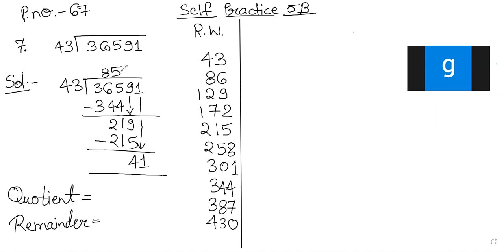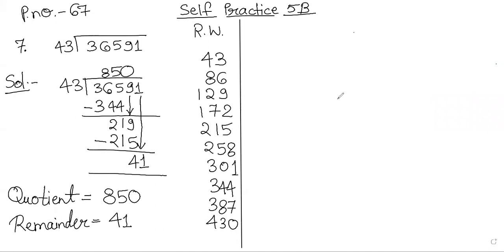As 41 is not divisible by 43, we will put 0 in the quotient part. So our quotient is 850 and remainder is 41. Clear? Is it clear? Okay.